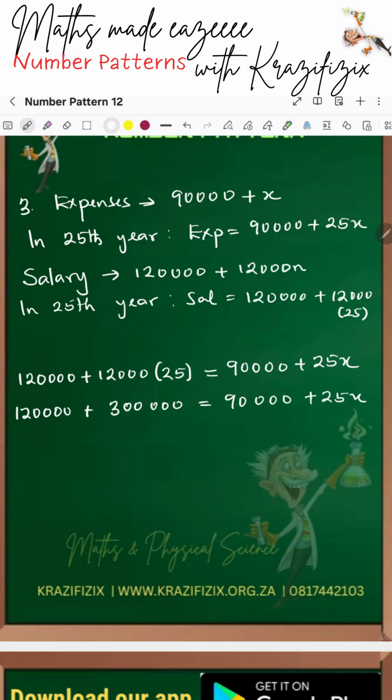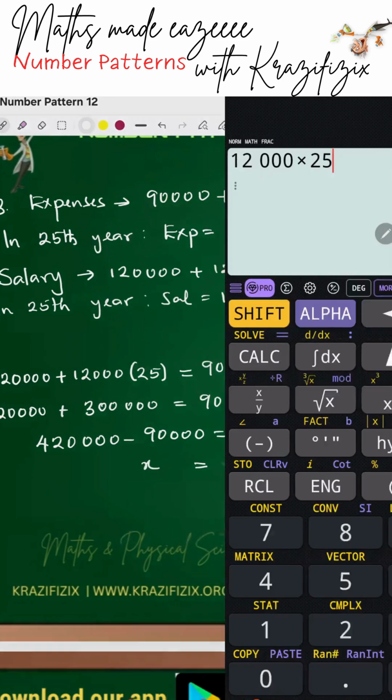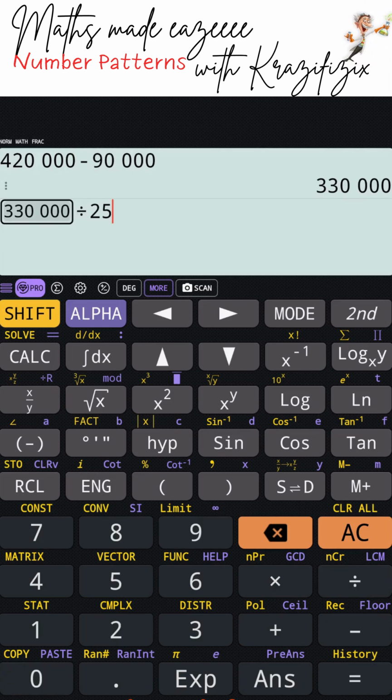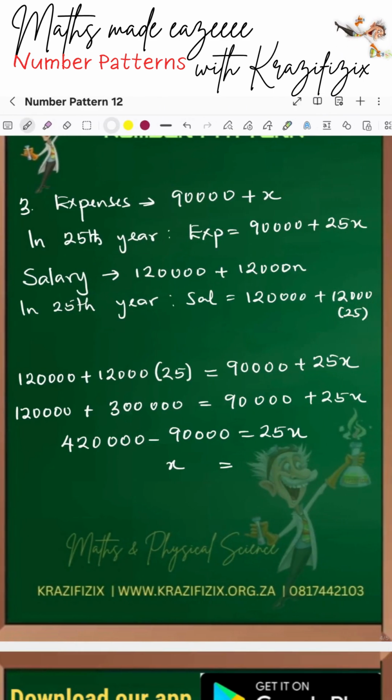I think we can just simply do the math here. All right, so 300,000 plus 120,000 would give us 420,000 minus 90,000, and that should be equal to 25x. And we can quickly just put that in a calculator. 420,000 minus 90,000, whatever we get, we divide that by 25, and that will be 13,200.